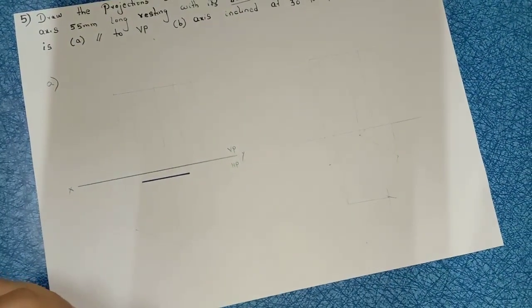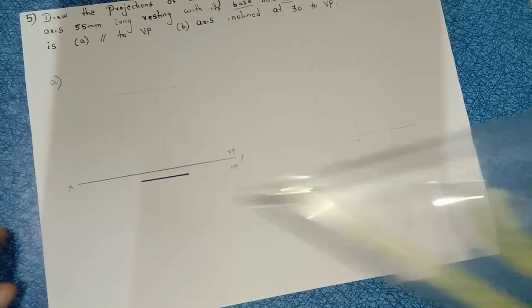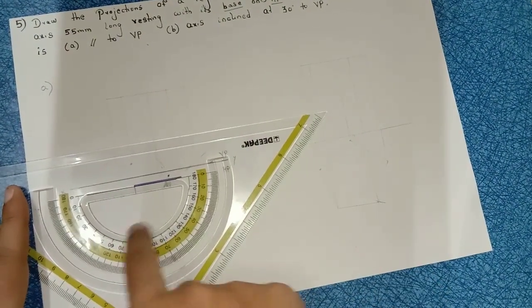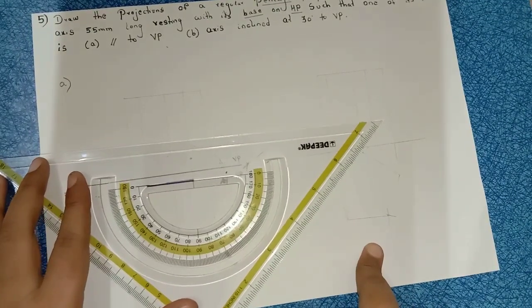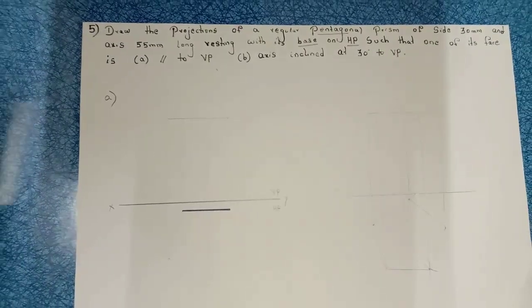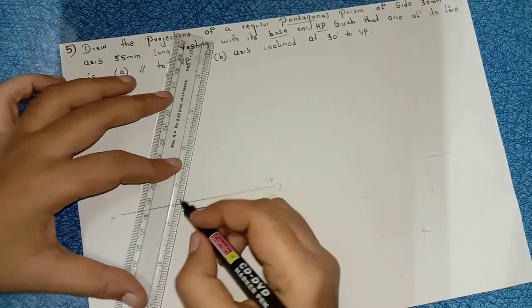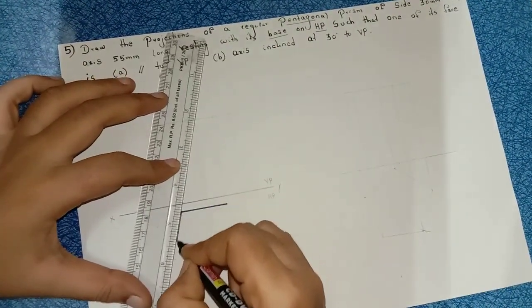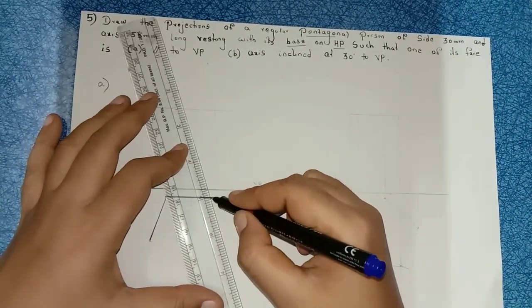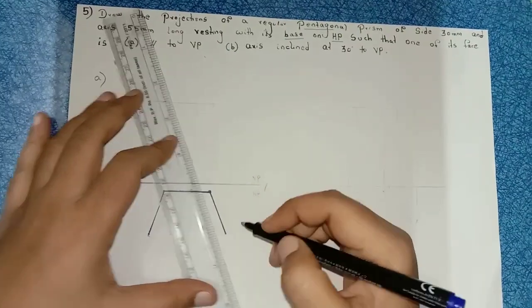After that, what we will do, we will keep our protractor here. We will mark 108 degrees. We will place our protractor here. We will mark 108 degrees, right? Regular pentagon means all sides of the pentagon should be equal, right? So construct the pentagon here.